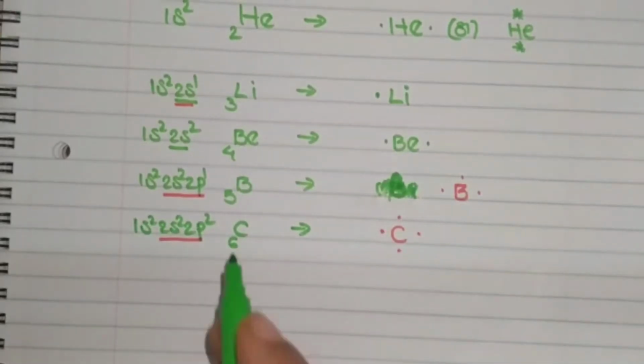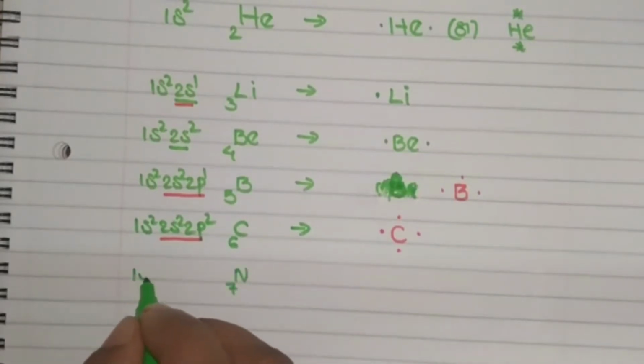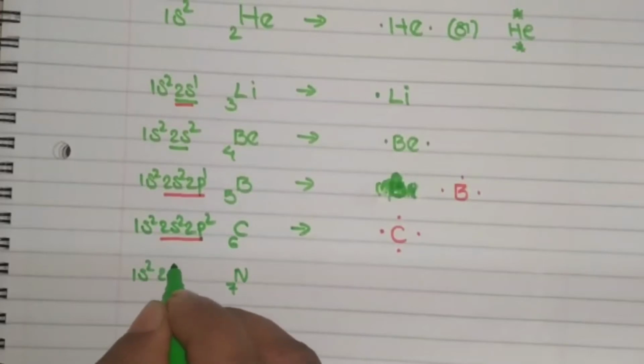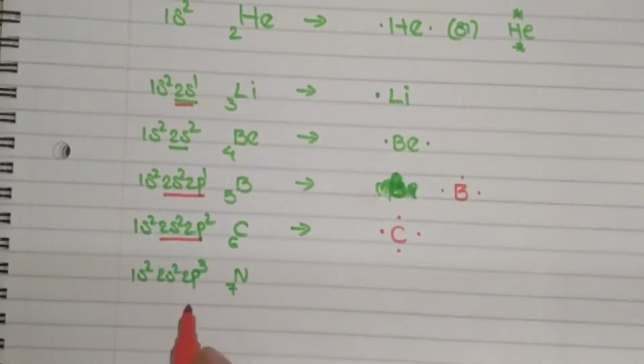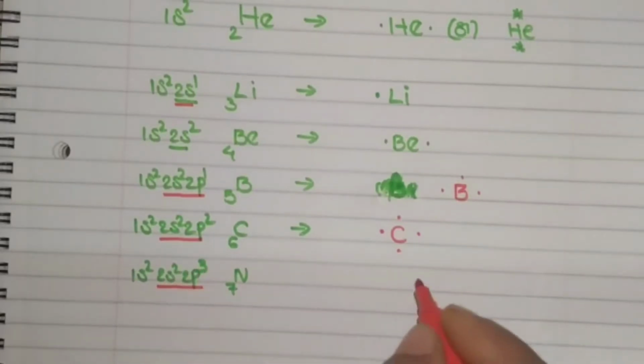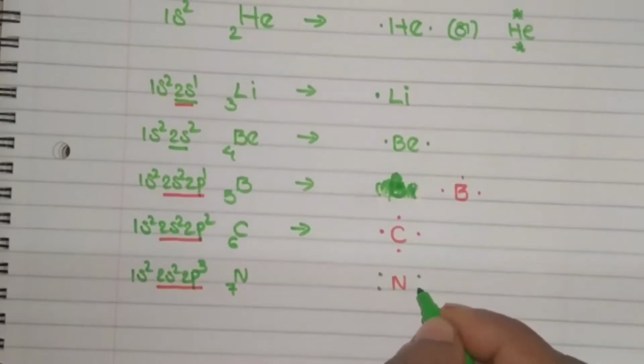Next one is nitrogen. Atomic number 7, 1s2 2s2 2p3. So the valence shell is 2s2 2p3, right? So it has 5 electrons. That is nitrogen. And 5 electrons means 5 dots: 1 2 3 4 5. You can keep them anywhere, no problem.